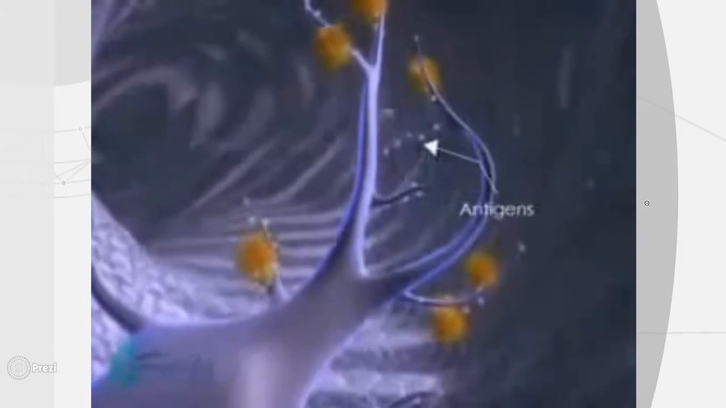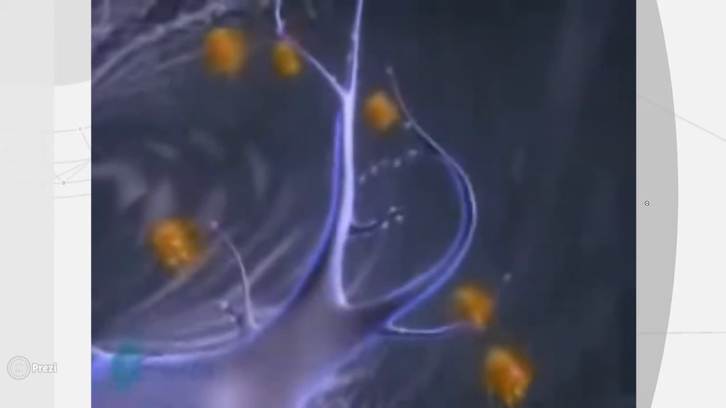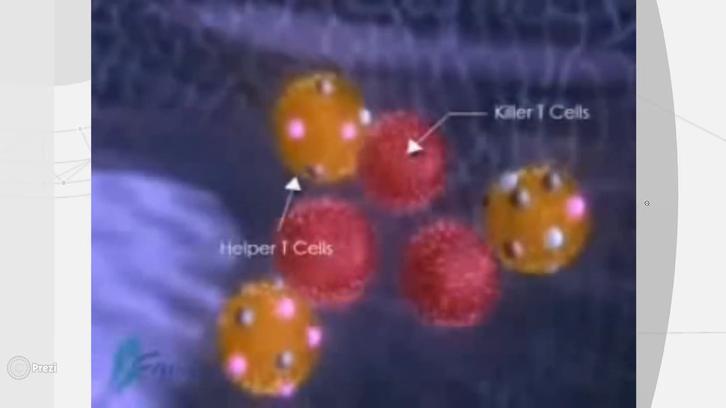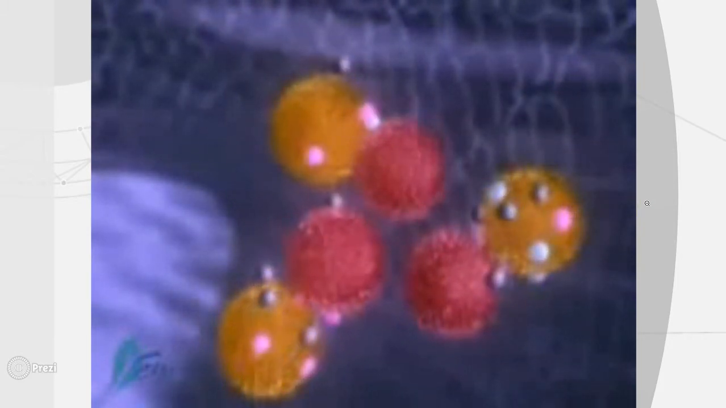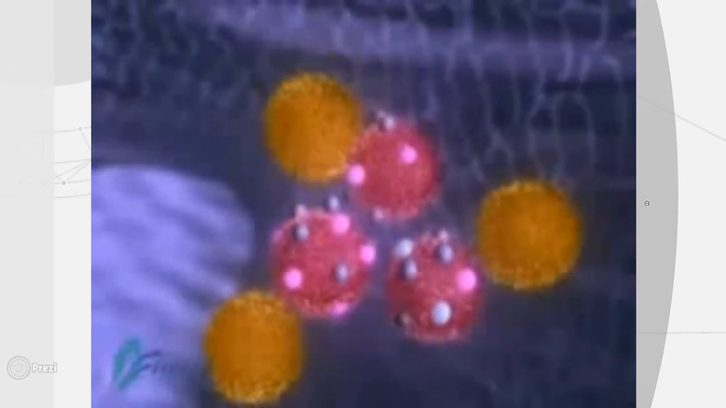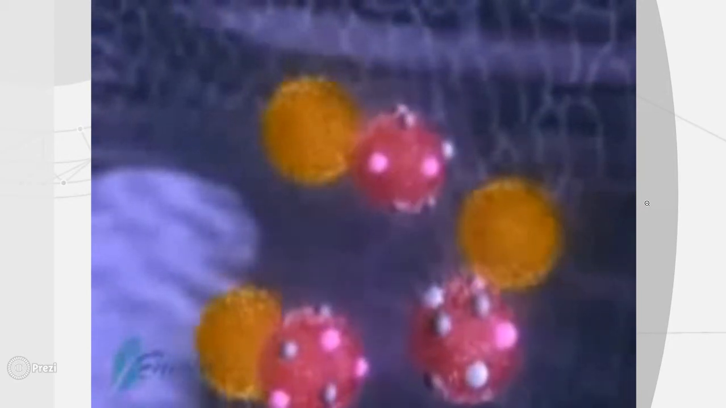The helper T cells come along and pick up the processed antigen off of the dendritic cell. Then, the helper T cells proceed to pass the antigens along to another portion of the immune system called the killer T cells. The job of the killer T cell is to hunt down the spirochete infection and eliminate it by using the antigens to identify the Lyme disease.